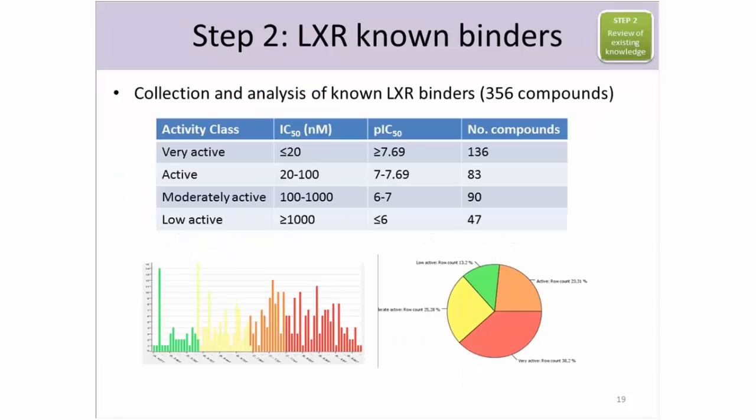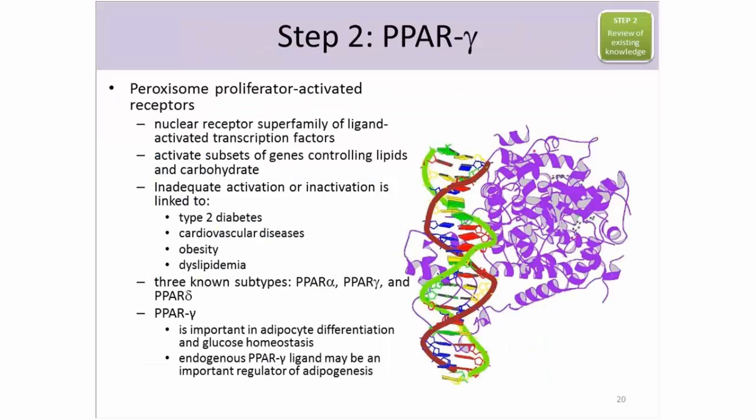What we did also was to collect and analyze known LXR binders to have a data set with which to validate the models that we were developing. And we collected more than 300 compounds with data related to LXR activity. And of course, they are mainly drugs, so they are mainly very active, but we also had some structures active or low active. And we did the same with PPAR gamma.